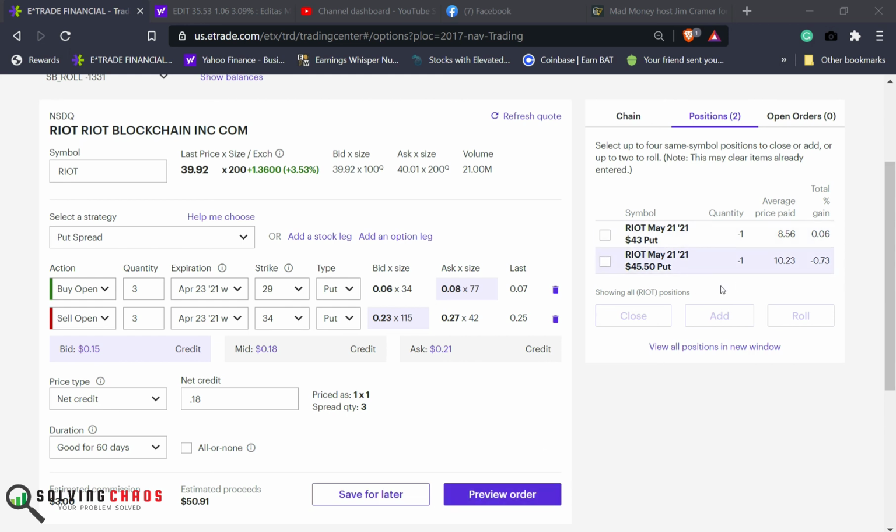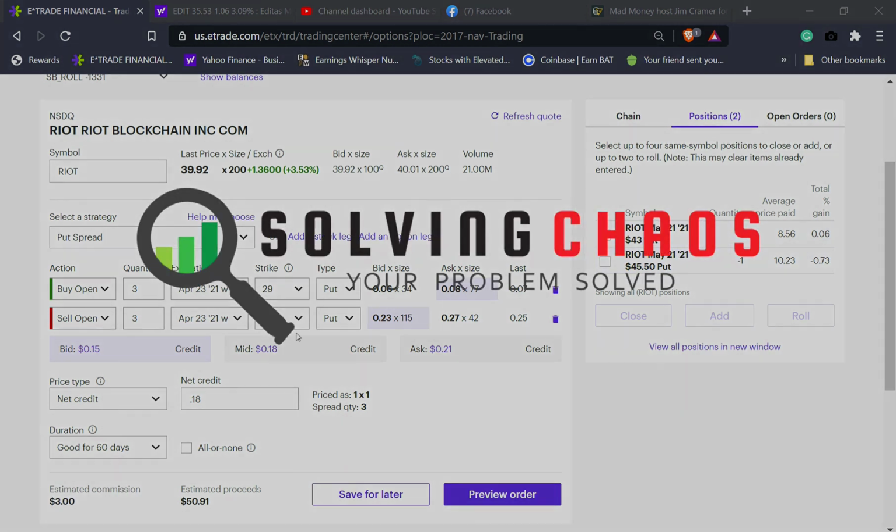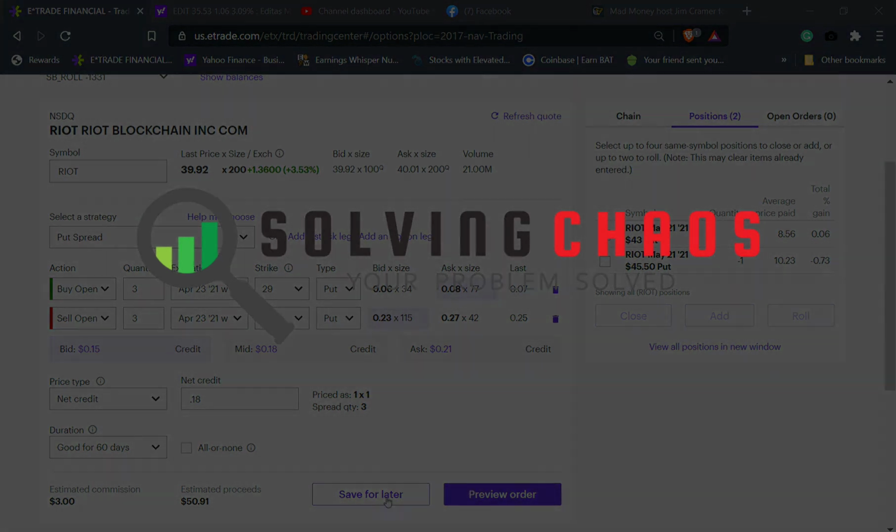I already have two other ones that I can manage as positions. I rolled these on Monday or Tuesday. So I already did that for this week. I don't need to do anything for next week. So I just want to throw on another trade. So that's basically what I'm doing.